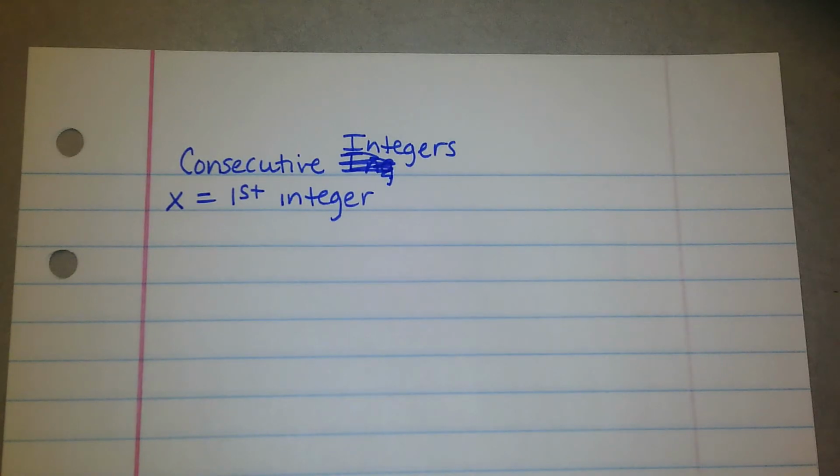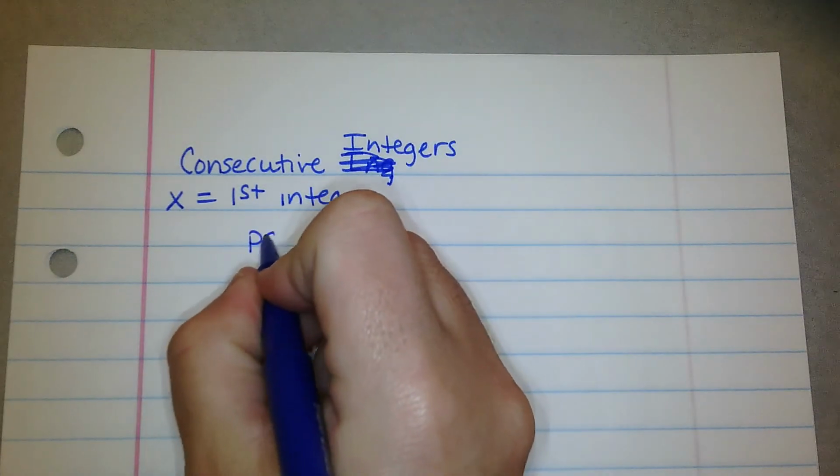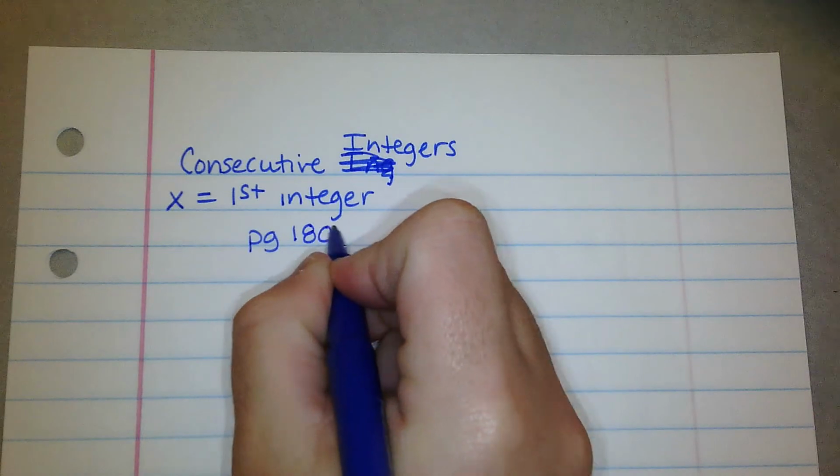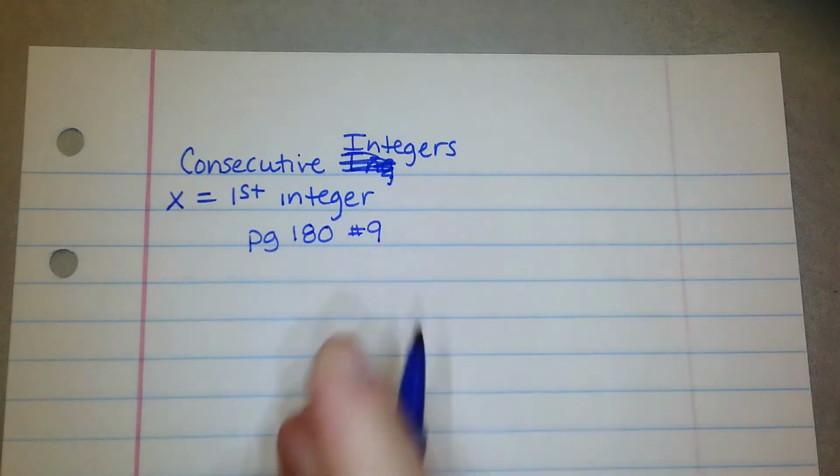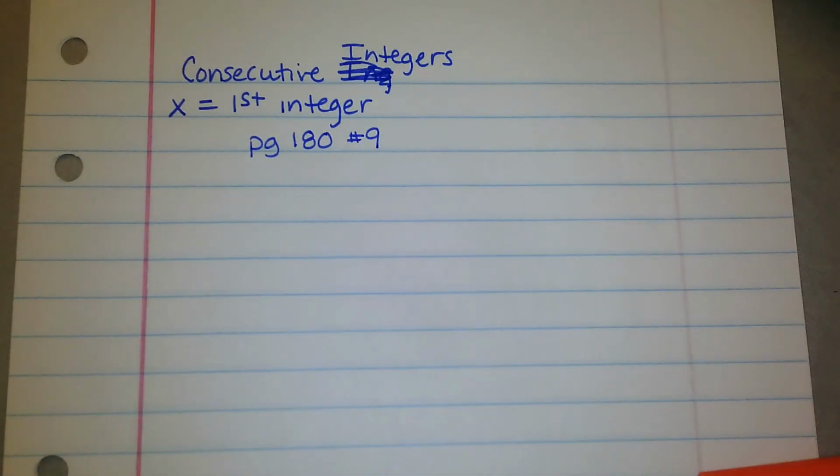Our first example comes from page 180, and we're looking at number 9. If you're wondering where these are coming from, this is where the problem is coming from. It says, the apartments in Vincent's apartment house are numbered consecutively on each floor. So they're numbered in order on each floor. The sum of his number and his next door neighbor's number is 2409. What are the two numbers?